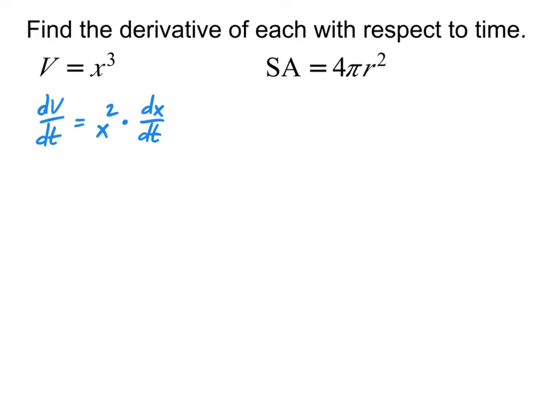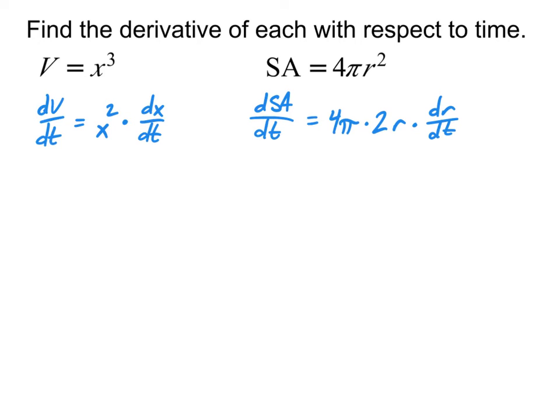All right, so let's find our derivative with respect to time. The derivative of SA would be dSA over dt. And then the 4 pi, remember, is still going to be there because that is just a constant. And now I need to do the derivative of r squared. Well, that would be 2r times the derivative of r. So that would be dr over dt.